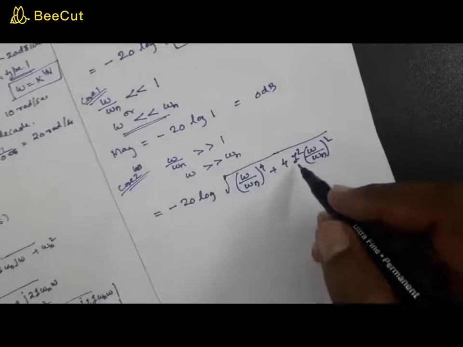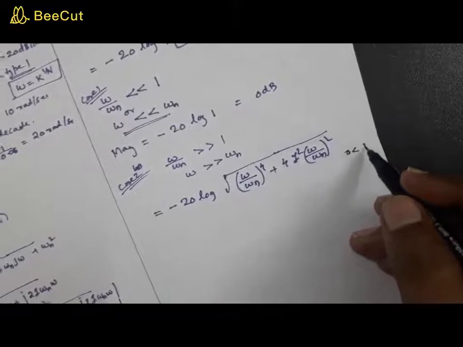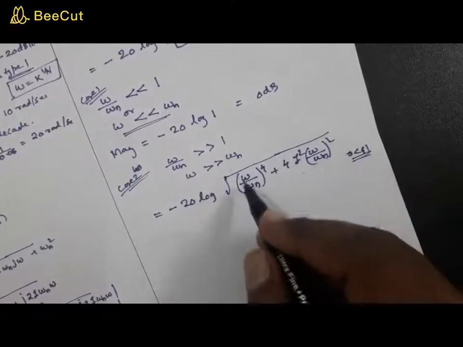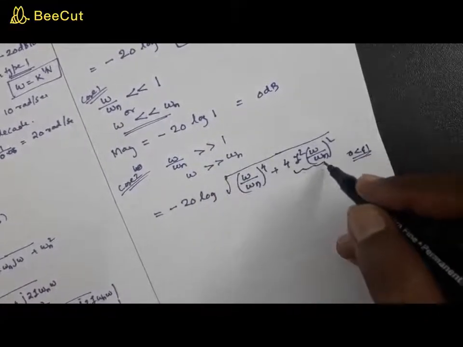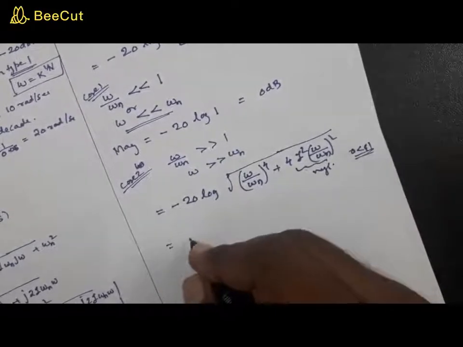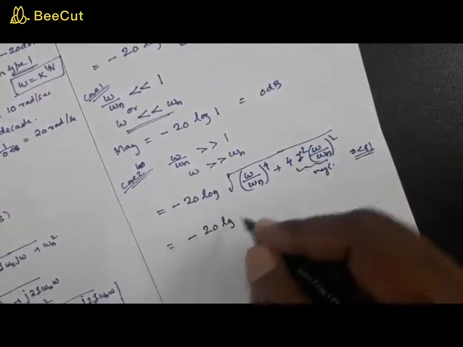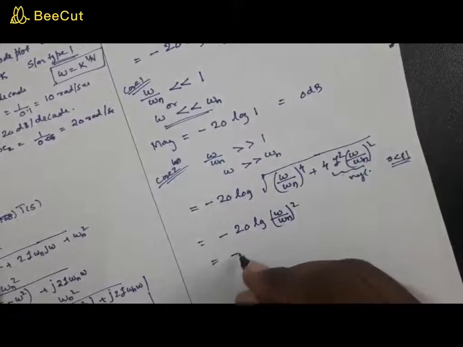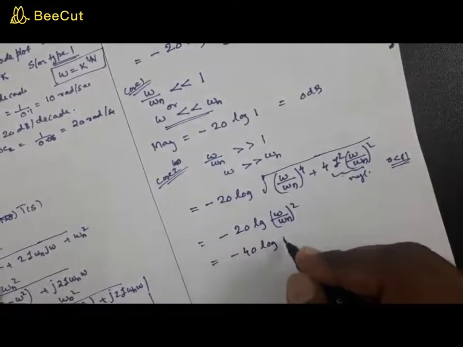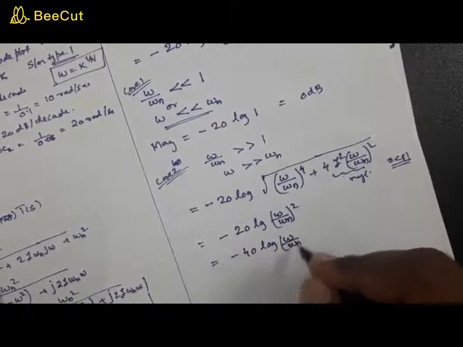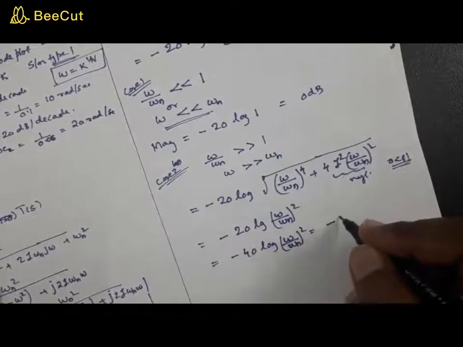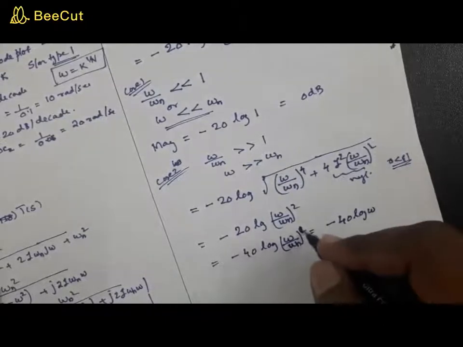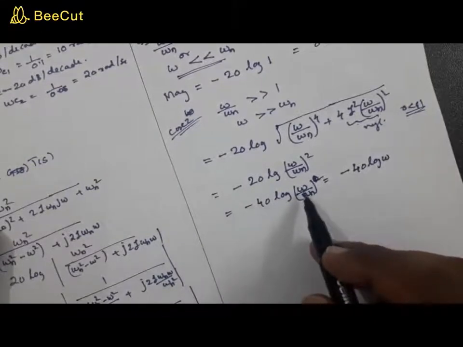Now, as I mentioned to you, zeta is assumed to be between 0 and 1. So what can you say about this term? Omega by omega n is much greater than 1, therefore you can neglect this as well. So this becomes minus 20 log omega by omega n the whole square, or this is equal to minus 40 log omega by omega n.